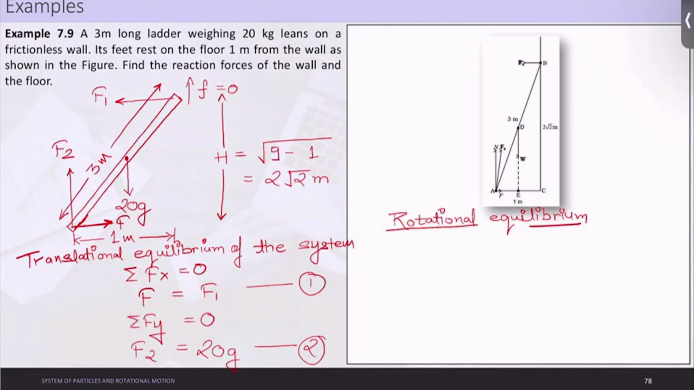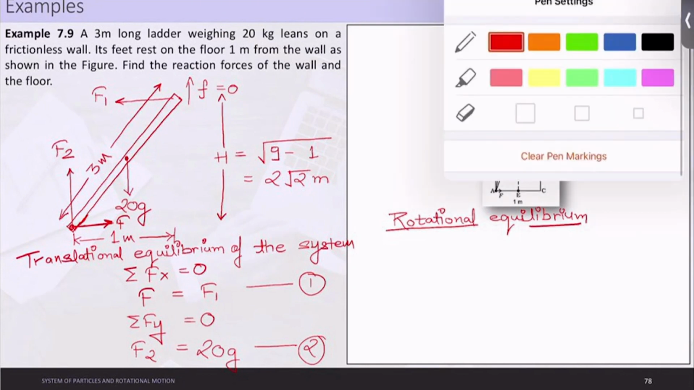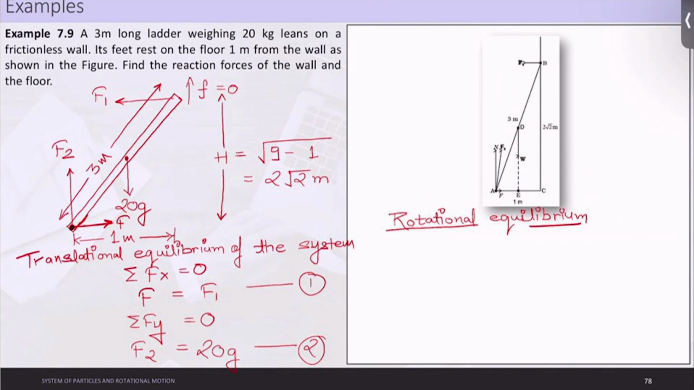So the rotational equilibrium is nothing but this. Let us try to calculate the rotational equilibrium about a point. We can take it about any point here. So let us take it about this point. This point is nothing but a point. So what is the basic use of calculating about a point?